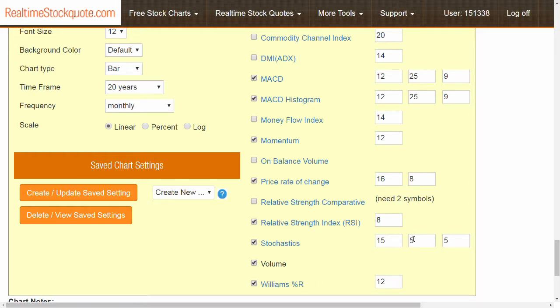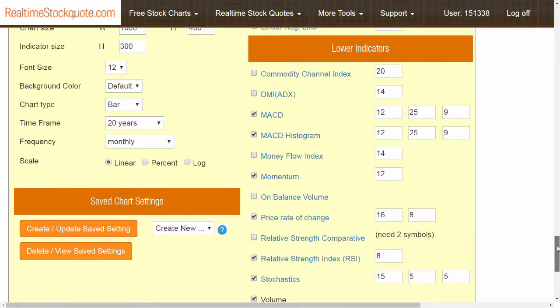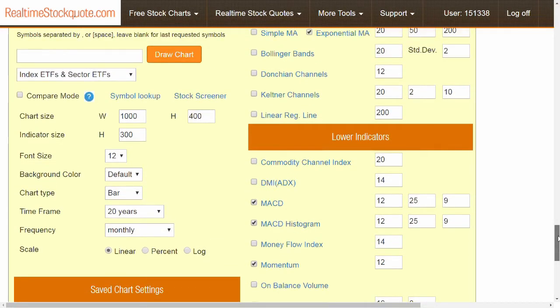Each of these time settings are the default settings, and I don't change those. I don't want to do what I call fit the curve. I don't want to have a preconceived idea of a stock. So I always use the default settings. Sometimes if I'm trading, we'll talk about that a little bit more, I'll use the commodity channel index.